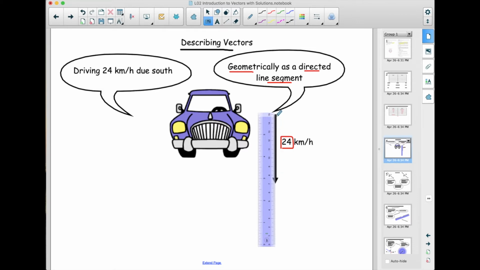So in this particular case, I've drawn the vector. And its length is, what do I have its length at right now? Its length is at 8. So this is kind of like a scale diagram where every centimeter would represent 3 kilometers per hour.